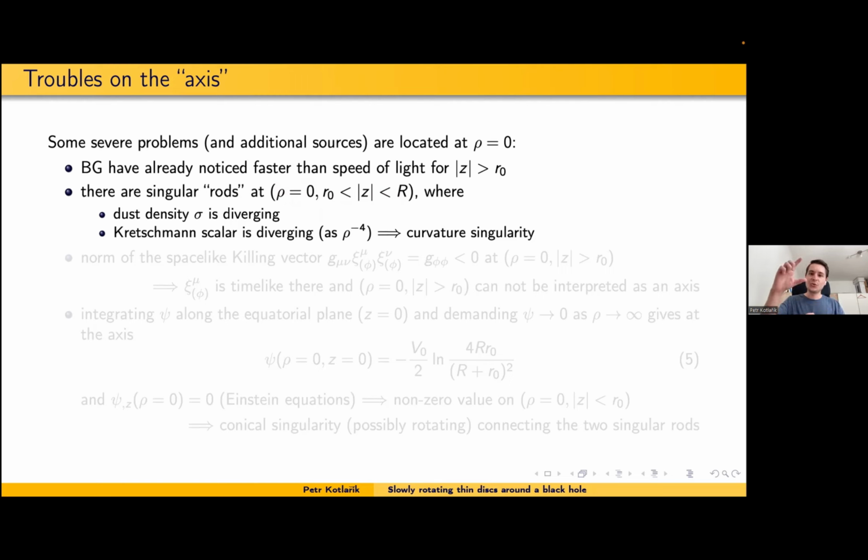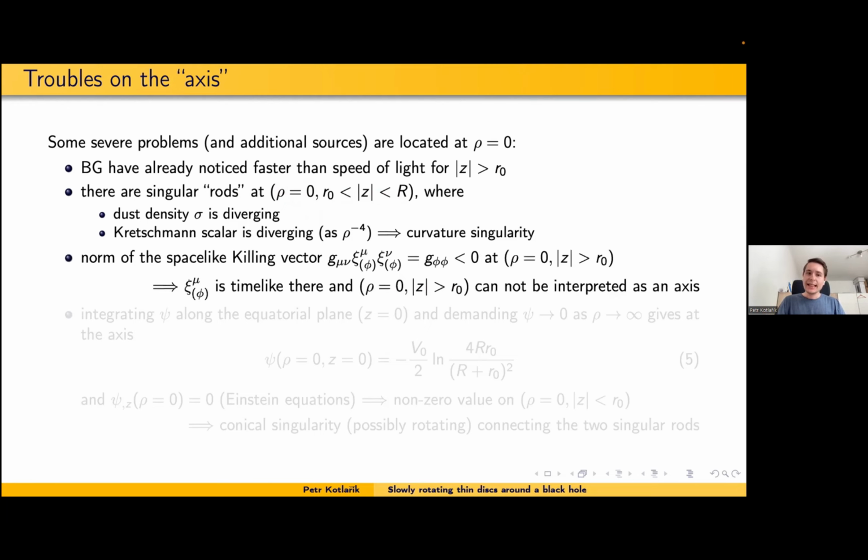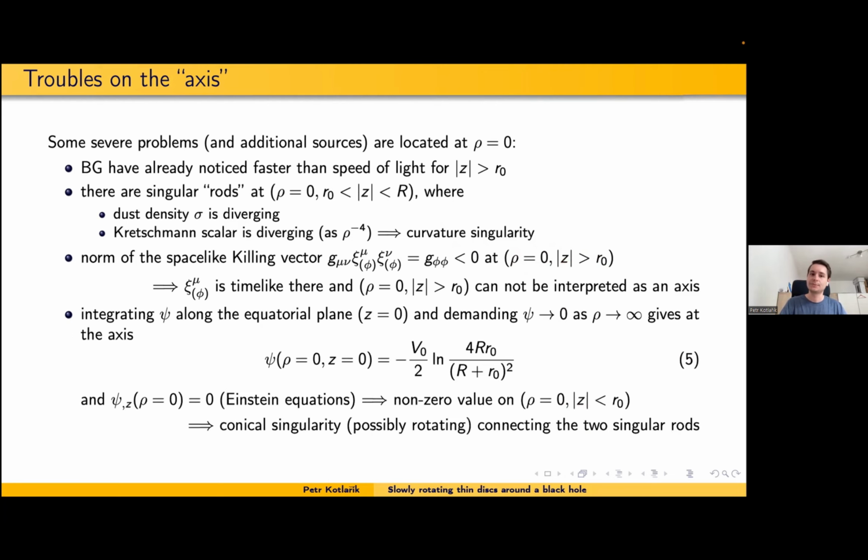So we have two singular rods on the axis. Then also the norm of the space-like Killing vector is not 0, it's even negative there when z is greater than r0. That means that this Killing vector field is time-like there, and because it's not 0, the part of the axis is not really an axis. It cannot be interpreted as the axis because the norm of the Killing vector is not 0 there.